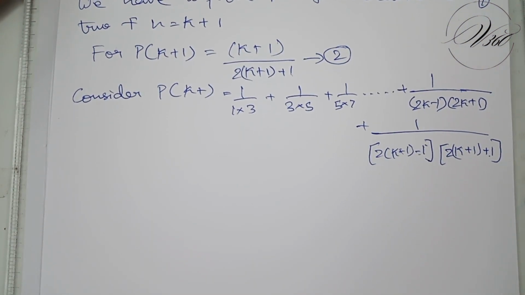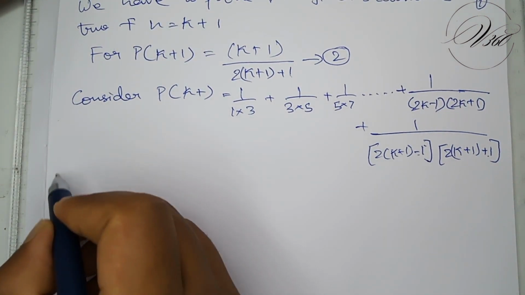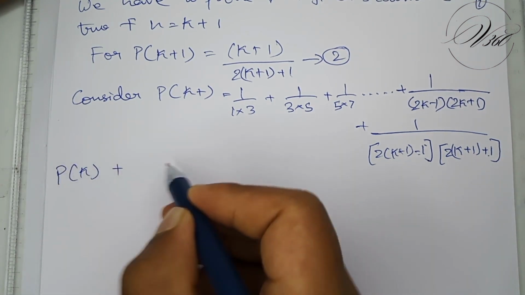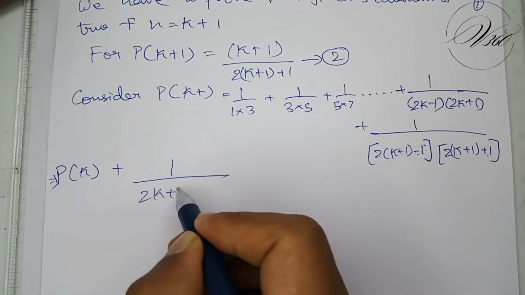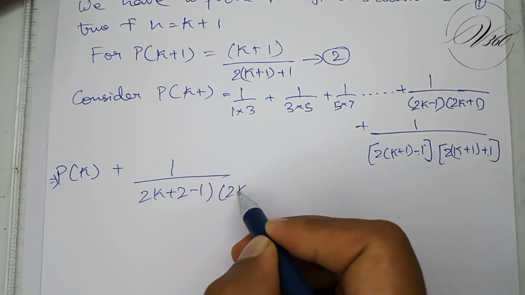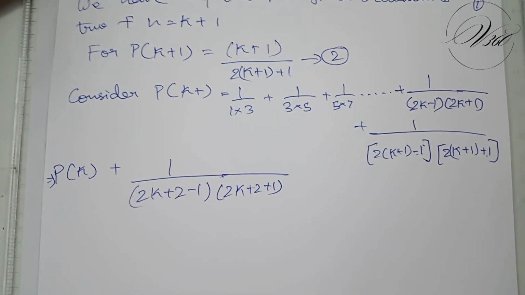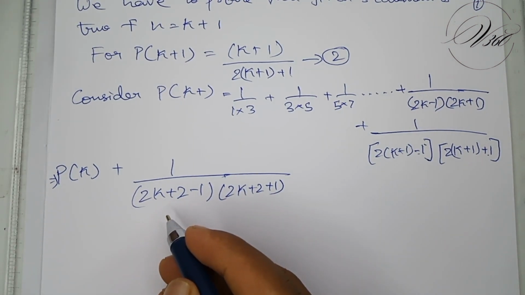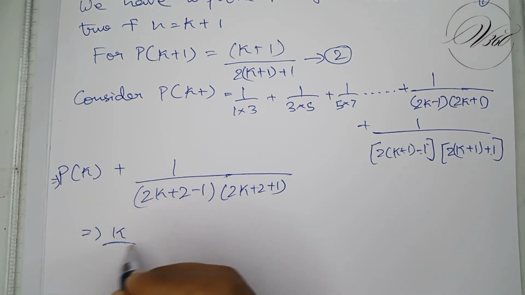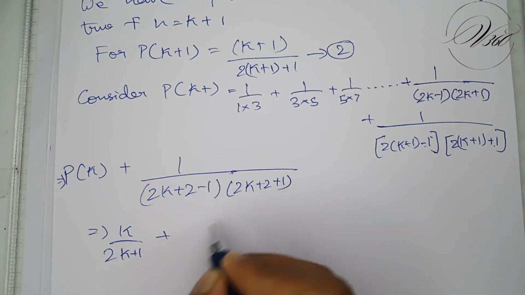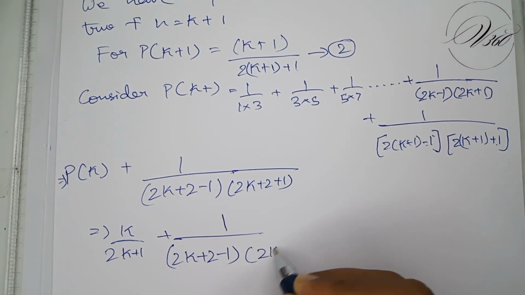Let me go up. Yeah, till here you might see. Now I will get here P of k plus 1 is equals to P of k plus 1 by (2k plus 2 minus 1)(2k plus 2 plus 1). Okay, now here we will get k by (2k plus 1) plus 1 by (2k plus 2 minus 1) of (2k plus 2).